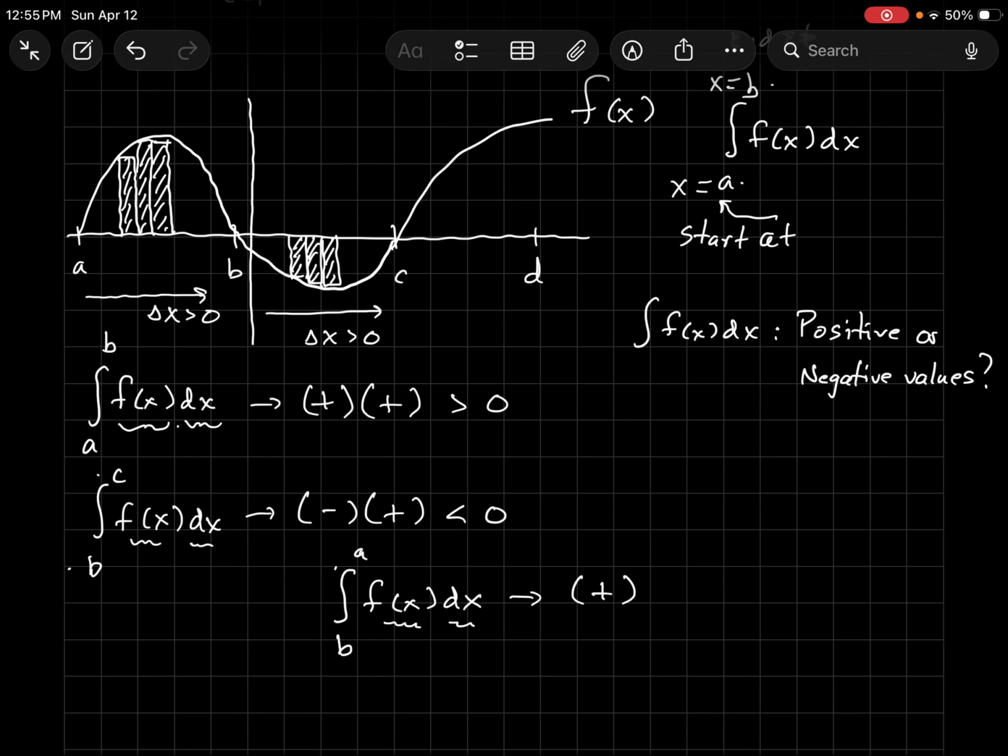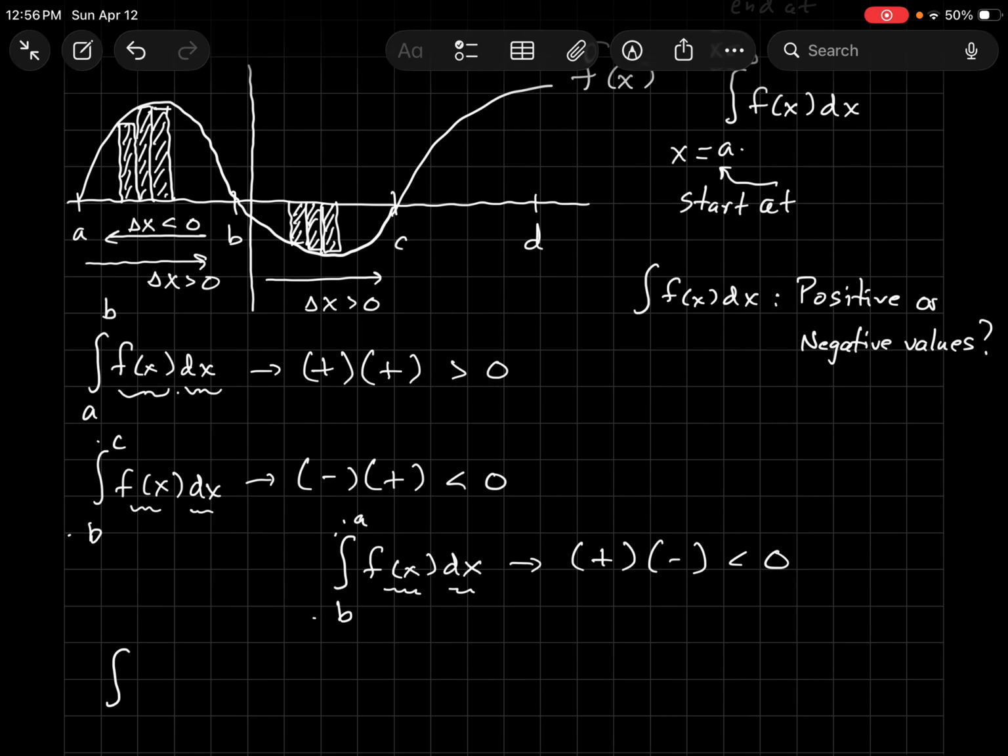But in this case, we're going from x equals b to x equals a. We're going backwards. So in this case, my delta x is negative. So we have a positive times a negative, which gives us a negative. Likewise, if we were to do the integral from c to b, starting at c and going backwards to b, the integral of f of x dx, my function values are negative, my delta x values are negative, which means that that integral would be positive.